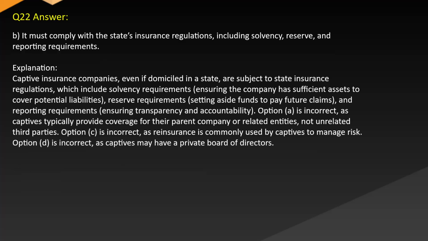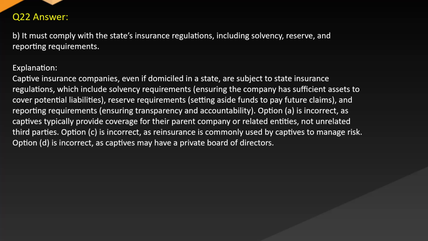Answer: B. It must comply with the state's insurance regulations, including solvency, reserve, and reporting requirements. Explanation: Captive insurance companies, even if domiciled in a state, are subject to state insurance regulations, which include solvency requirements ensuring the company has sufficient assets to cover potential liabilities, reserve requirements setting aside funds to pay future claims, and reporting requirements ensuring transparency and accountability.